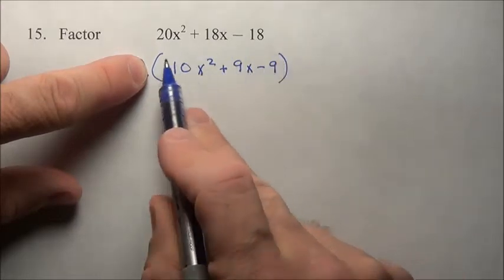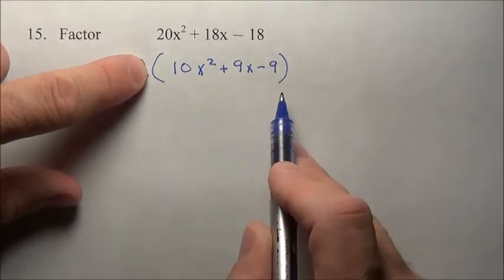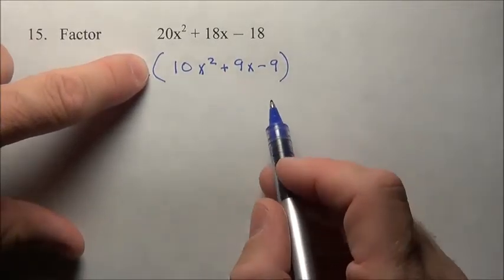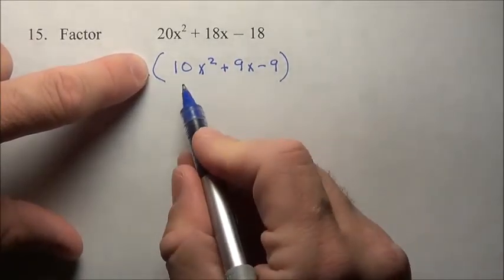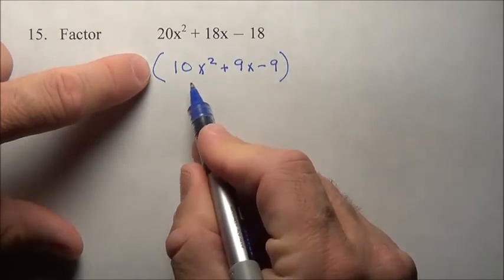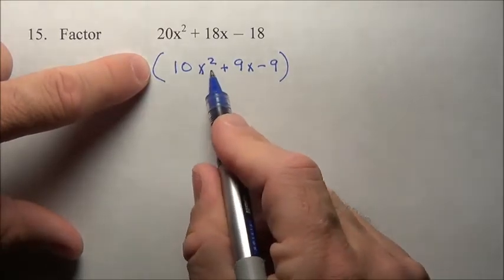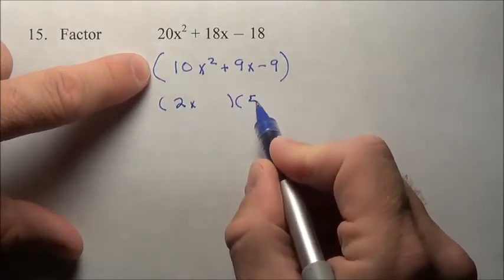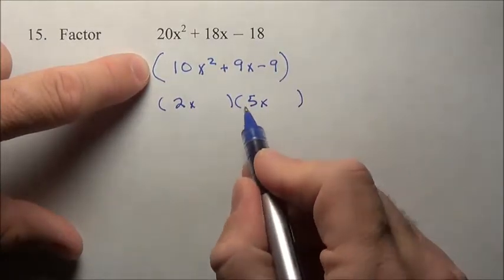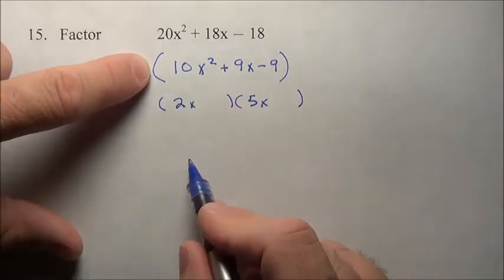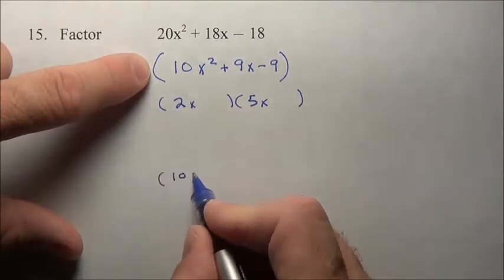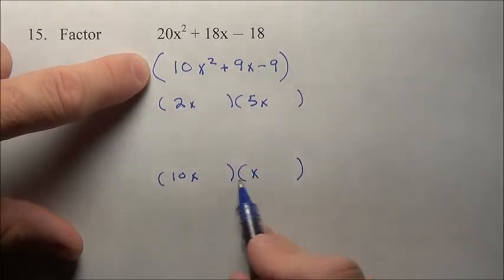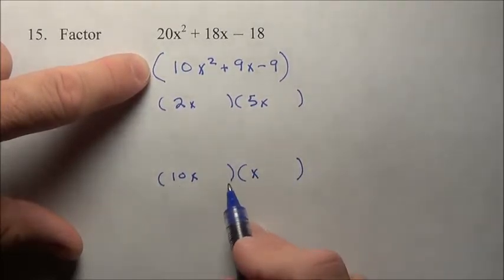Now this is one of those where I've got to look at all the possibilities, and I know y'all hate it, but it's good for our minds to do. The first thing I have to do is consider this 10x squared. There's only 2 ways to get a 10x squared here. You have to have done a 2x and a 5x multiplied. That would give you the 10x squared. The other option is you could have done a 10x times just a single x, because 10x times x is 10x squared.